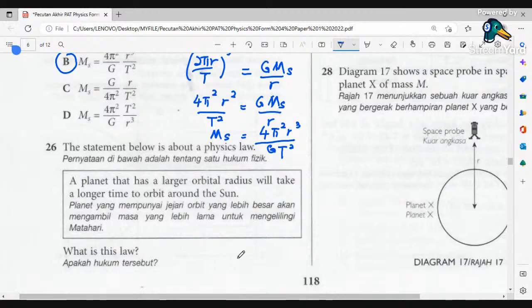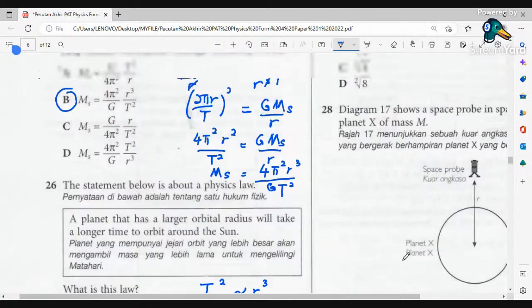Number 26. A planet that has a larger orbital radius will take a longer time to orbit around the Sun. What is this law? The relationship between period and orbital radius, T squared and r cubed. The square of the period is directly proportional to the cube of the radius. That is Kepler's third law.